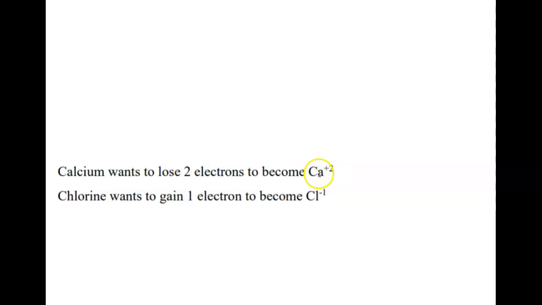Well, if this is a +2 and this is a -1, you're going to need to have 2 chlorines for every 1 calcium. And that's how we express it like this, CaCl2. The 2 means there's 2 chlorines for every 1 calcium. Now these numbers can't be changed. This has to be a 2. You can't have CaCl5 or just CaCl by itself. It has to be CaCl2.